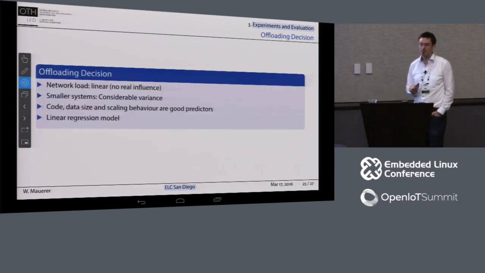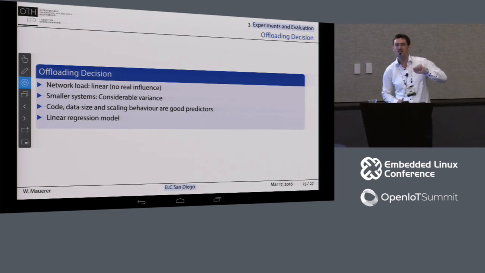Nonetheless, without going into any of the details, I'm finished in like 4 minutes. That's good, okay, perfect.